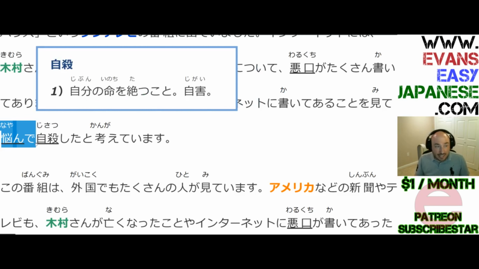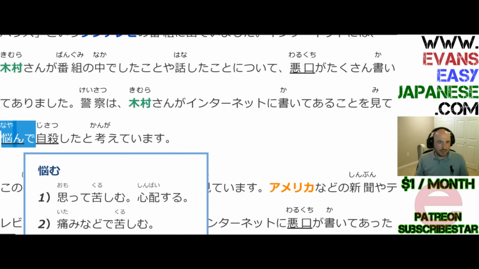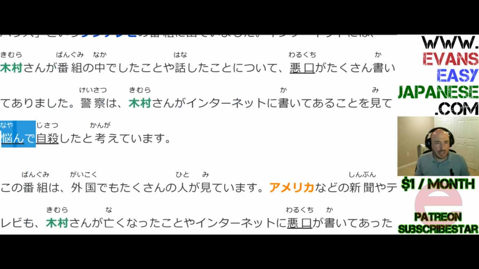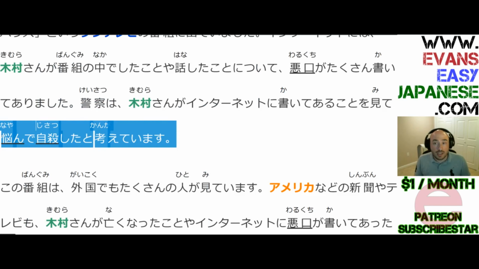This is nayande, so being troubled. The best way to call this would be being troubled. Omotte kurushimu, shinpai suru, worrying, atamida. Yeah, being worried over, being scared over, being troubled. So the police are thinking that she committed suicide, being troubled about something.